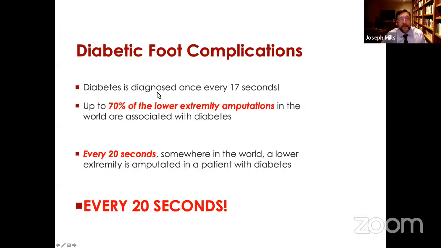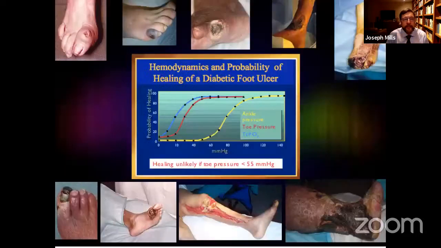So somewhere in the world, diabetes is diagnosed once every 17 seconds. And somewhere in the world, every 20 seconds, somebody's losing a leg from diabetes. So about the same rate as new incidence diabetes, a leg is coming off. So it's clearly a problem. And the problem with diabetes and amputations is it's not just a pure ischemia model.